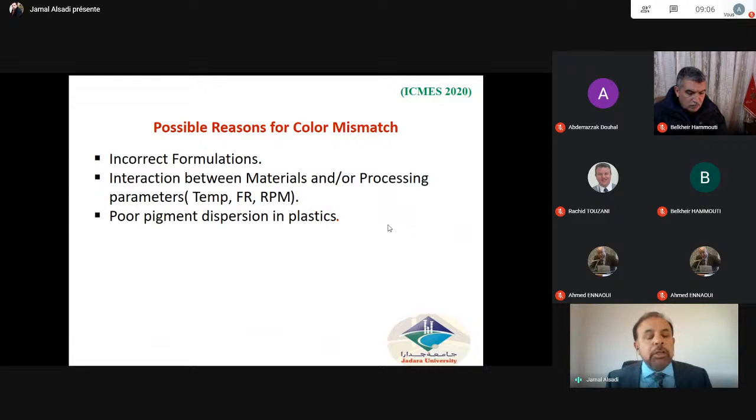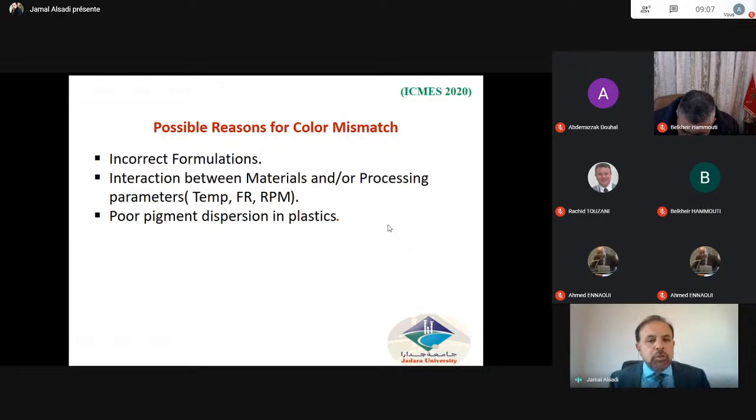The most important is incorrect formulation. As I said, the minute preparing of the formulation is very important. You are measuring, for example, the pigment or the additives in milligrams. So any change will affect the color. Color is not an easy thing. You are dealing with millions of colors with different codes.